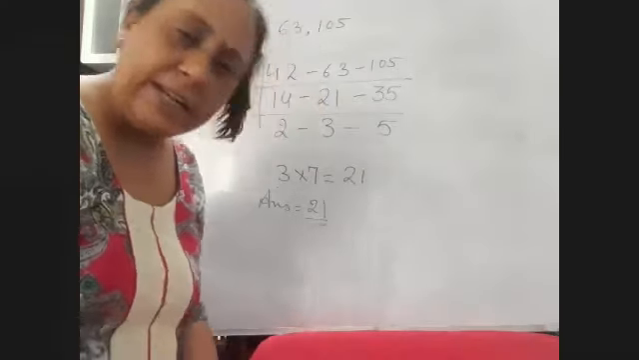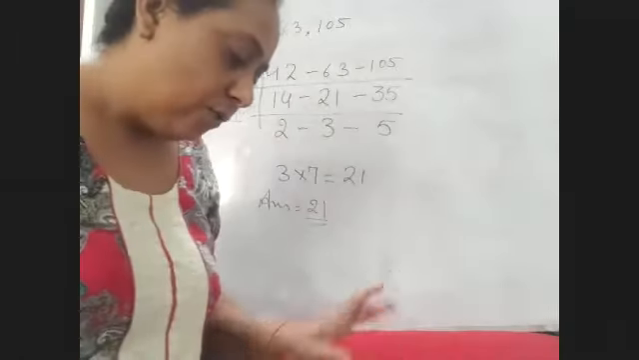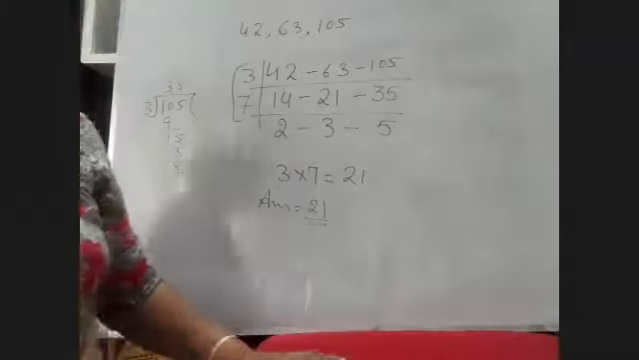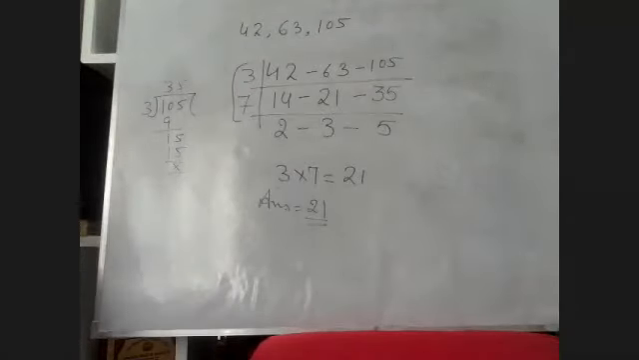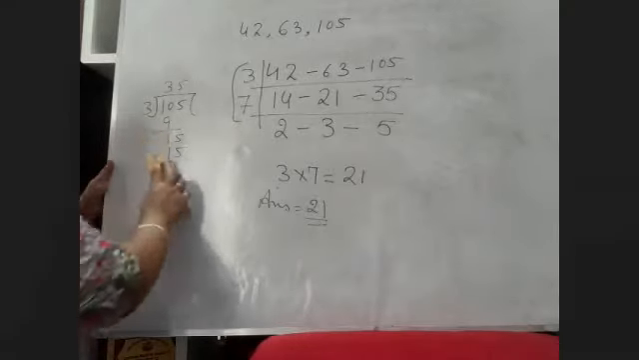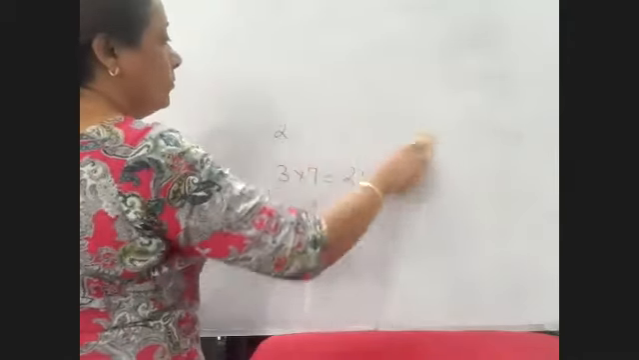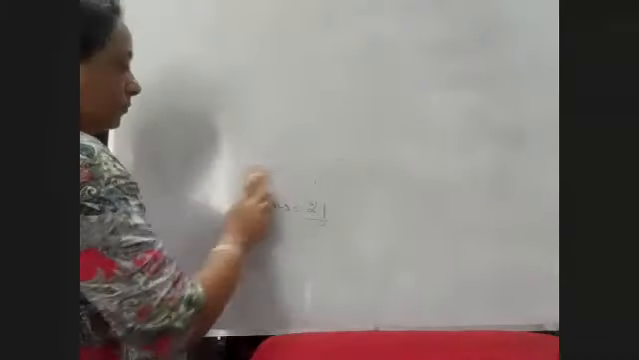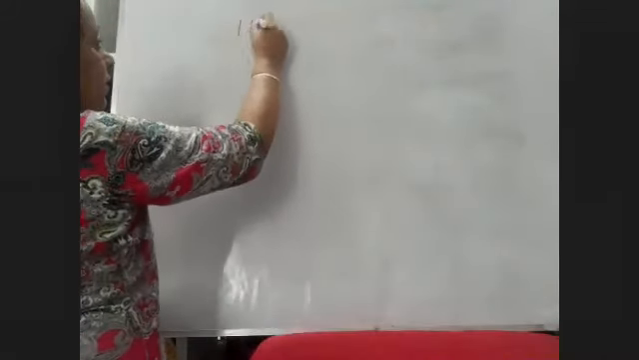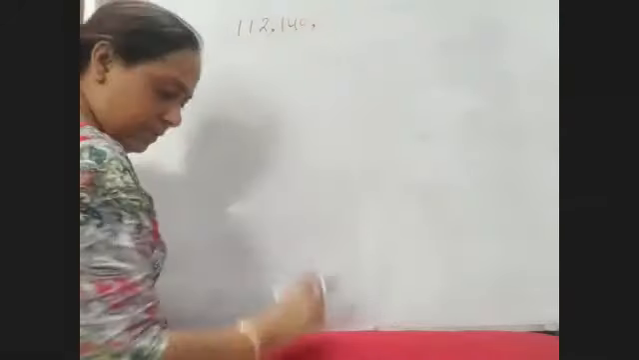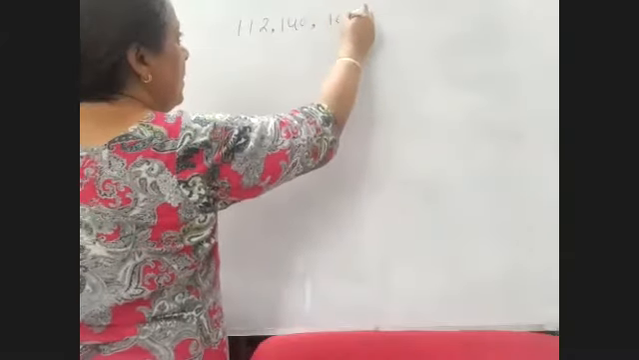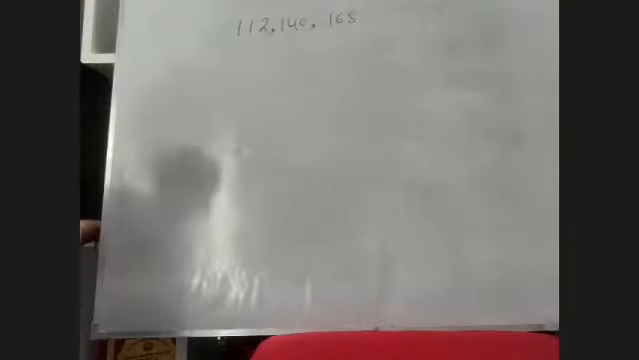Now, next is find HCF of 112, 140, and 168. Find HCF of 112. Second number is 140 and 168. Now find the HCF by the common division method.